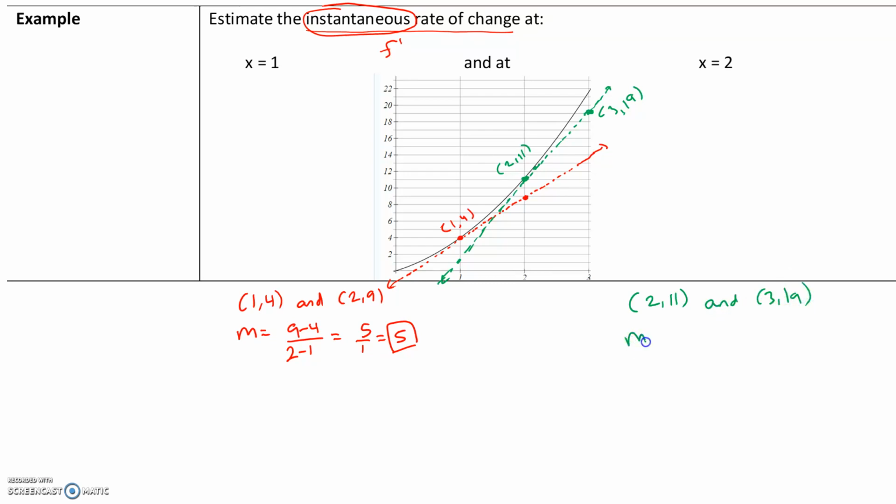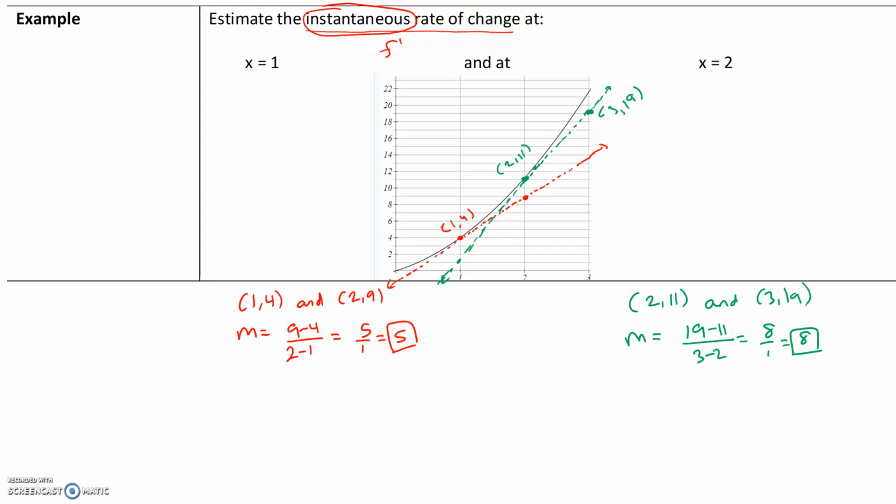So the instantaneous rate of change, or the slope at the point (2, 11), is y2 minus y1, which is 19 minus 11, over x2 minus x1, which is 3 minus 2. This is 8 over 1. In other words, this equals 8.